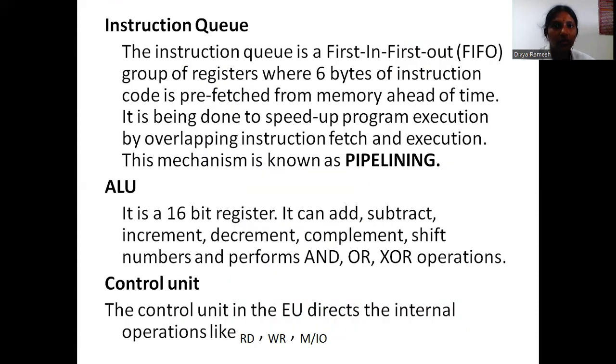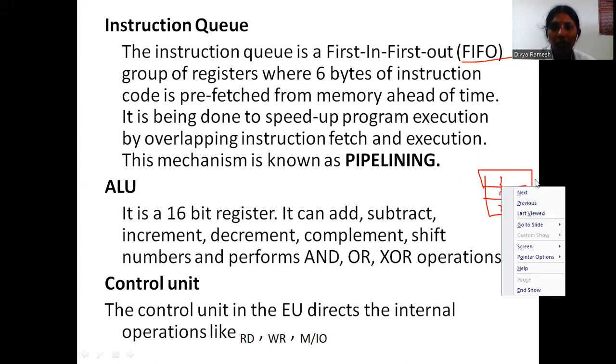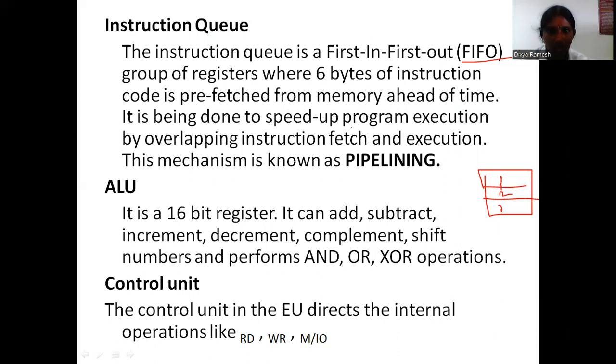Instruction queue. The instruction queue follows the concept of FIFO, first in, first out. The queue has different locations. The instruction that is loaded first will be fetched first. That is the concept of FIFO. The instruction queue is used in order to speed up program execution, by overlapping the fetching and execution processes.